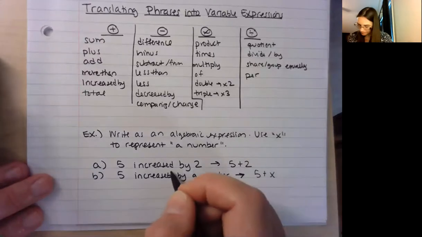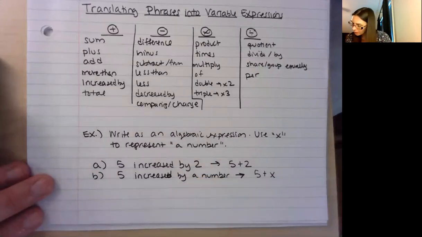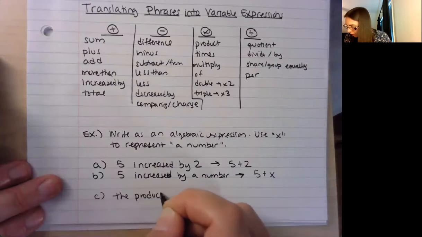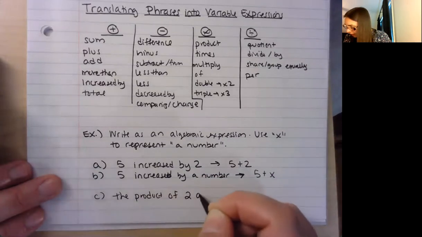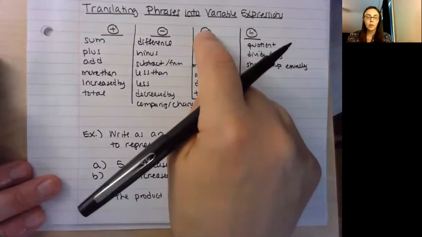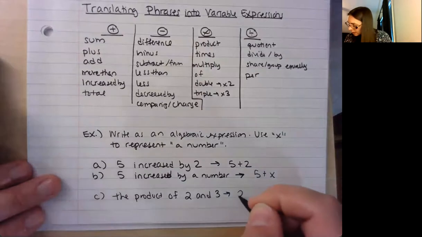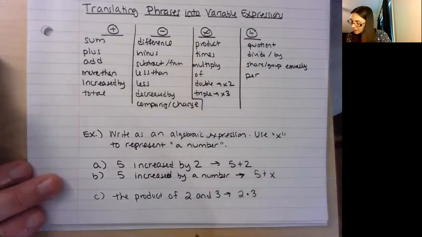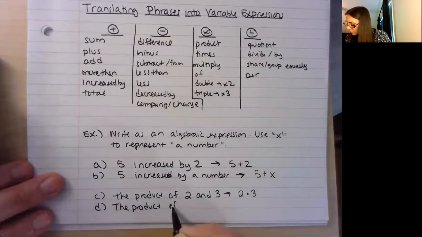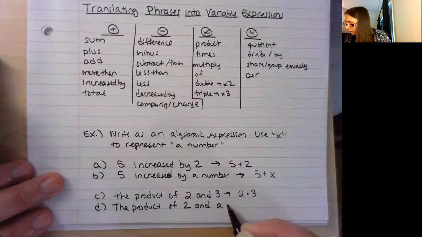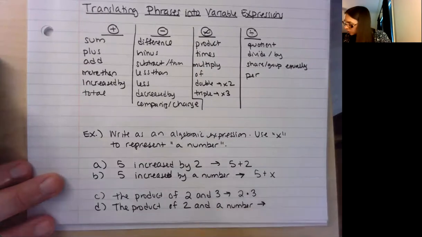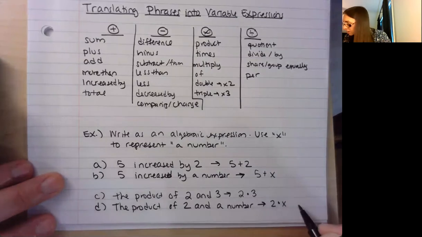Let's try it again. The product of 2 and 3. Well, product means multiplication. So I'm going to be multiplying here. This would be 2 times 3. But we could take this to the next level, right? The product of 2 and a number. So the number I'm letting here be x. So we're going to do 2 times x, or just 2x.